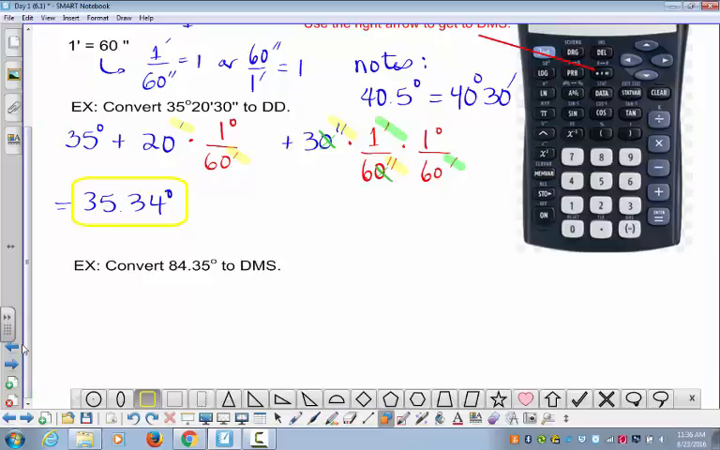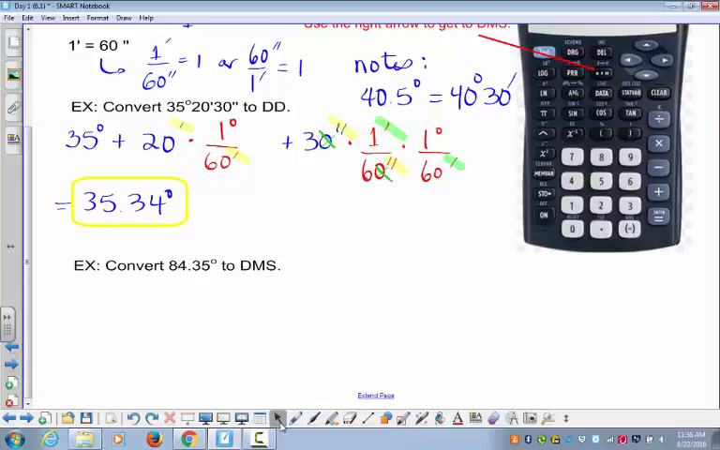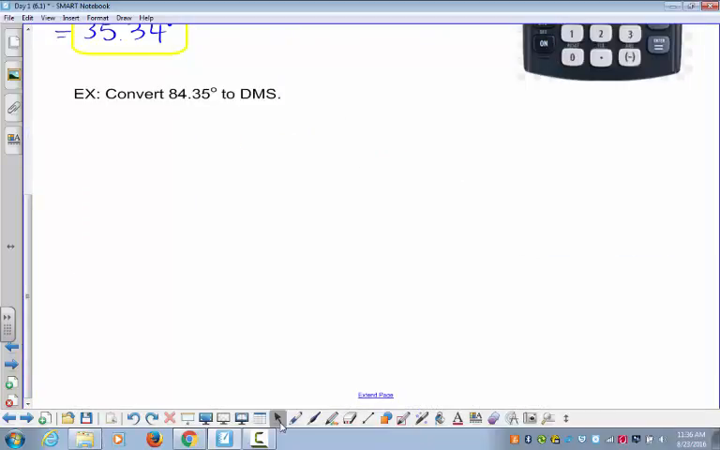All right, let's go backwards now. Let's generate a DMS representation of an angle that's given to us in decimal degrees. So here, we're starting with 84.35. I'm going to think of this as follows. I'm going to write that 0.35 as 35/100ths.